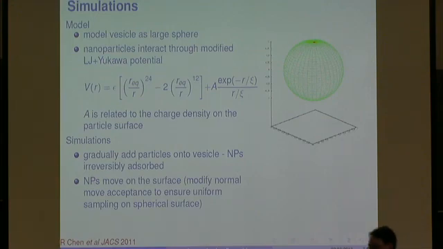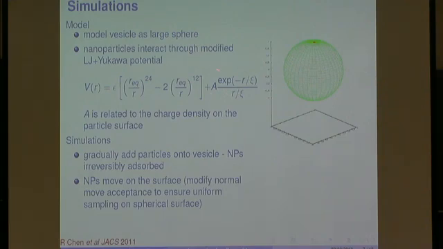We also model nanoparticles with a very simple potential. In this case, it's a modified Lennard-Jones potential, so we change the exponents to make it more short range, more like the canonical depletion interaction. And we add on to that this repulsive Yukawa potential. Essentially, that's a screened Coulomb repulsion.